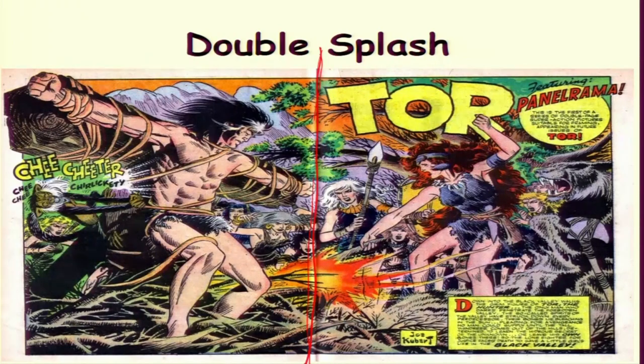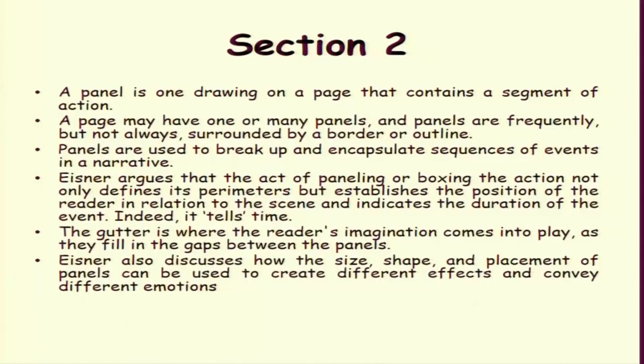So, Eisner is discussing how the size, shape and placement of panels can be used to create different effects and convey different emotions. For example, a series of small panels can create a sense of rapid action, while a large panel can create a sense of stillness or contemplation. Eisner concludes the section by stating that the panel is the basic unit of comics and that the size, shape and placement of a panel can be used to create different effects and convey different emotions.